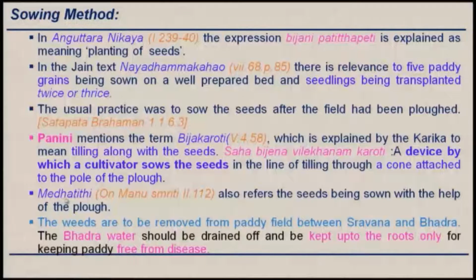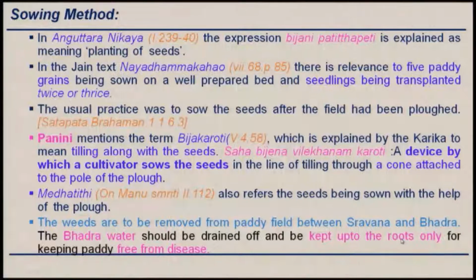Okay. And there is another text, Medatithi, basically a commentary on the Manusmriti. Manusmriti you people may be knowing, that is a very important scripture in our Indian scriptures, and it also refers to a seed being sown with the help of the plough. That means the plough is required for putting the seeds on the soil or the land. So, therefore, the plough is given very important place, it can plough and also put the seeds. And of course, this is another aspect which has to be taken care of, particularly the weeds are to be removed from the paddy field between Shravan and Bhadra.